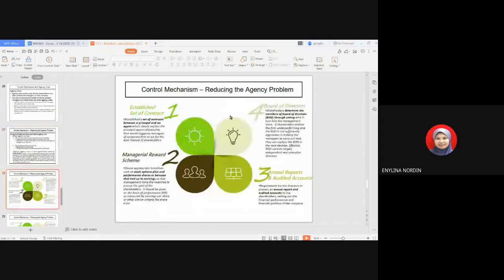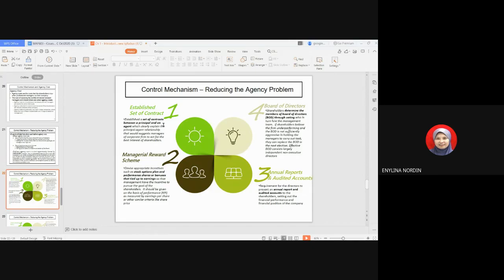So this is a summary of the control mechanisms that can be undertaken by the shareholders in order to reduce the agency problem. This is what I mentioned earlier. You can establish a set of contracts, but you have to spend for this contract, where you have to pay legal fees. And then the second one, you can introduce the managerial reward scheme by giving bonuses or stock option plans to the managers if they perform better than the previous period. The next one, you can have your income statement audited by hiring the external auditor, but this is again not free. You have to spend the money.